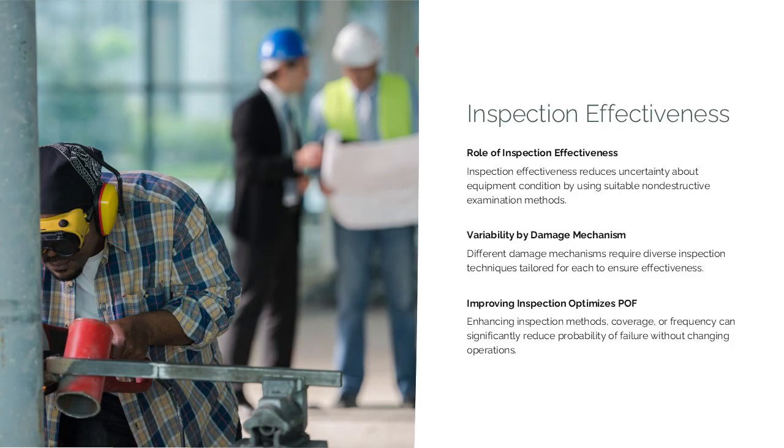Inspection effectiveness is a measure of how well inspection activities reduce uncertainty about the condition of equipment. It depends on the suitability of non-destructive examination methods, coverage, frequency, and the competence of inspection personnel. Different damage mechanisms require different inspection techniques, and an inspection effective for one mechanism may be ineffective for another.